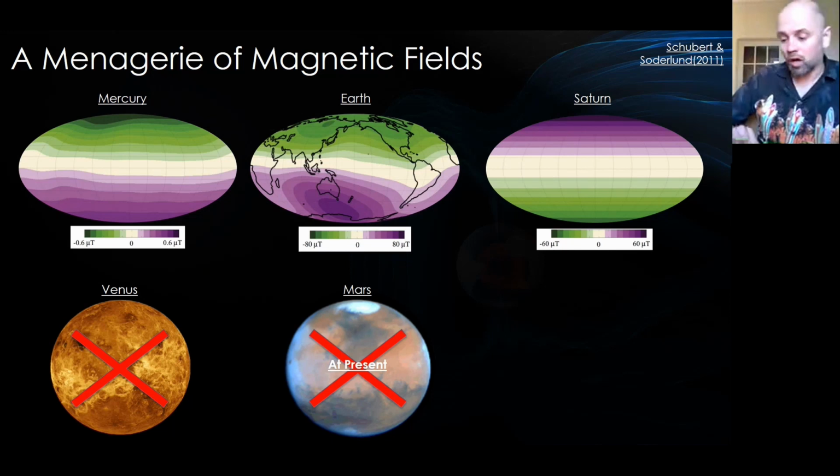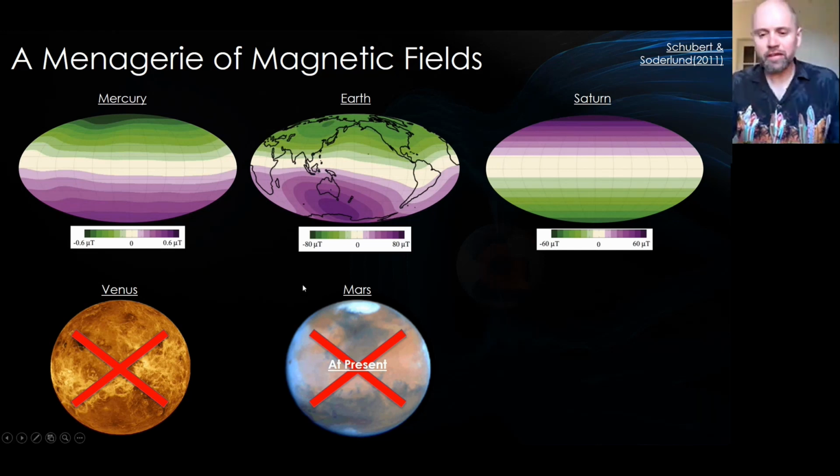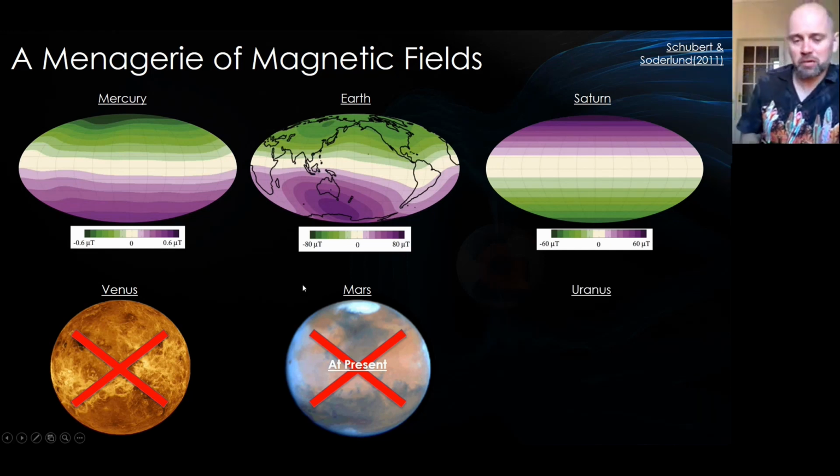We do have determinations of the intensity of Mars's magnetic field from meteorite samples around about 4 billion years ago. So Mars did have a magnetic field, but it lost it at some point, and this is the canonical explanation for why Mars's atmosphere was subsequently eroded by the solar wind. And then finally, Uranus. Does anyone know anything about Uranus's magnetic field?